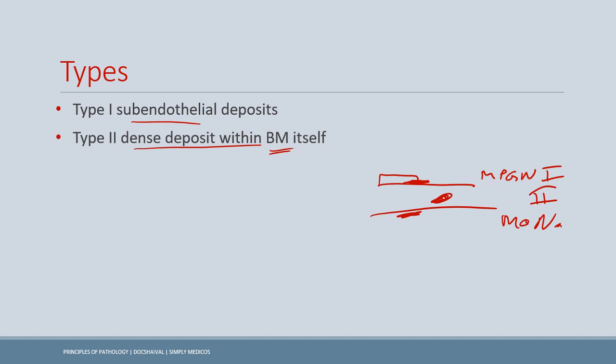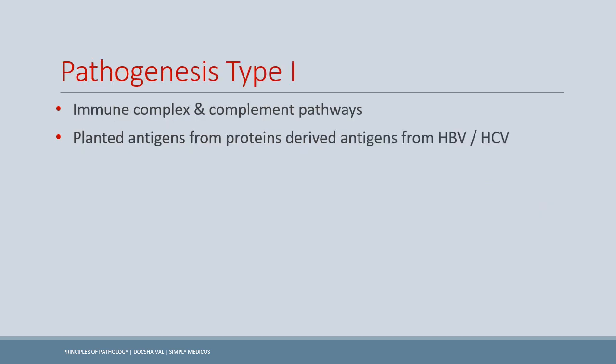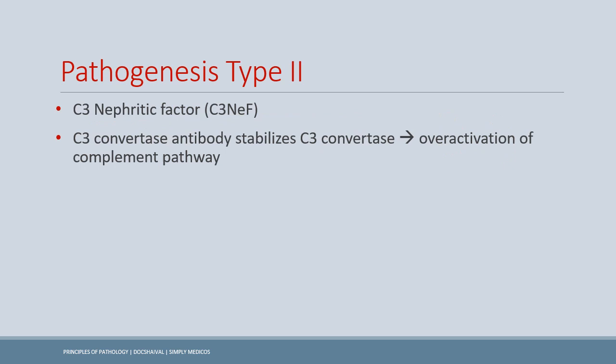You can remember all of those easily over here. And I've also mentioned that because we have nephritis, glomerulonephritis in MPGN, the deposits are near the capillary endothelium, so it is subendothelial. Now, the pathogenesis involves the immune complex or the complement pathways, and the planted antigens are derived from HBV or hepatitis C infection. Type 2, the dense deposit disease, we also call the C3 glomerulopathies.